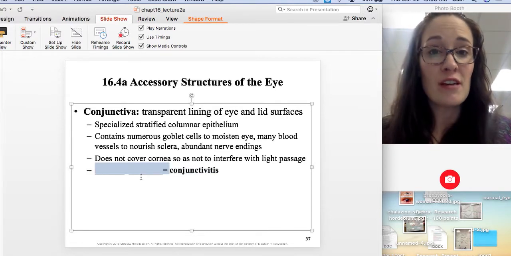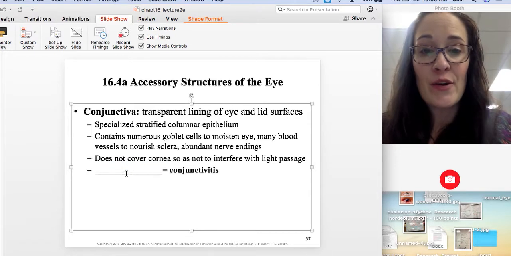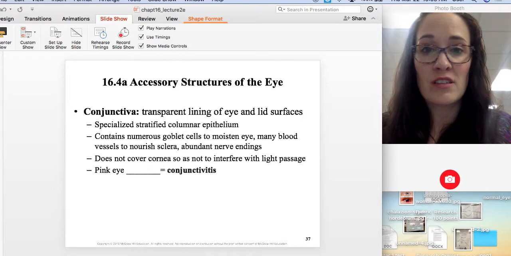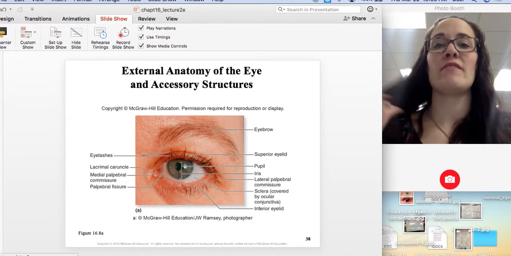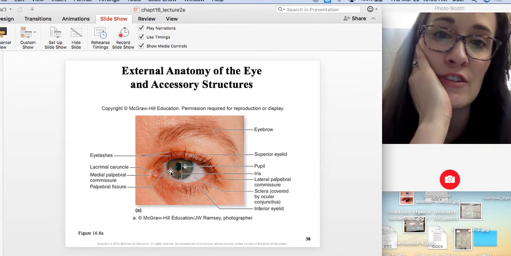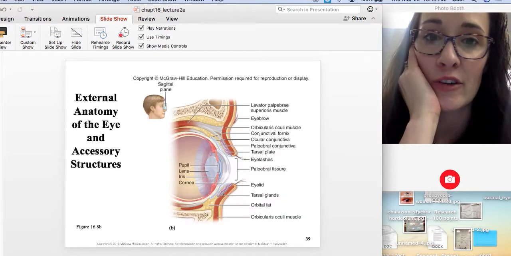An infection of the conjunctiva is called conjunctivitis, better known as pink eye, and it's very infectious, and you get drops to take care of it. When I was young, I had pink eye a lot. And this is just a review of the certain anatomical parts of the eye that you can take a look at in your spare time.